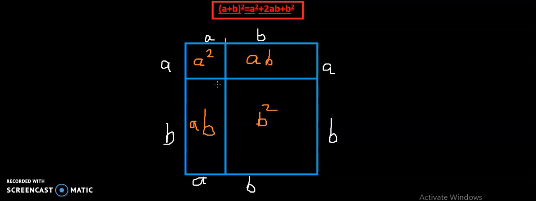So then what is the total area of the square? It is A plus B the whole square, because this length right here is A plus B. This is a square, and therefore its area is A plus B the whole square. And that is obviously equal to the sum of the individual areas, which is A square plus AB plus AB plus B square, and therefore you get A square plus 2AB plus B square. And that is why A plus B the whole square is equal to A square plus 2AB plus B square.